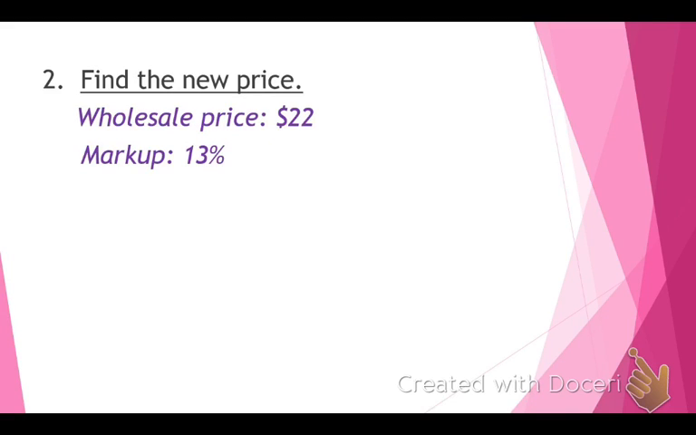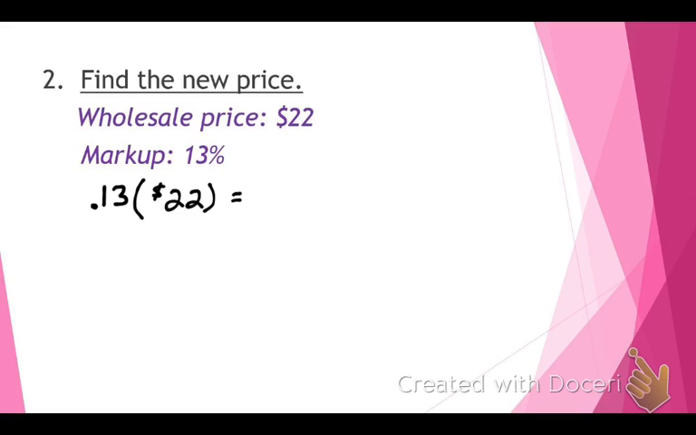For number 2, we're trying to find the new price. There was a wholesale price of $22 and a markup of 13%. Who can help me with this kind of a problem? Isabel, go ahead. What should I do? You have to change the percent to a decimal, which would be 0.13. Okay, change this percentage to a decimal, 0.13. And then what? Multiply it times 22. Okay, multiply it times our wholesale price of $22.